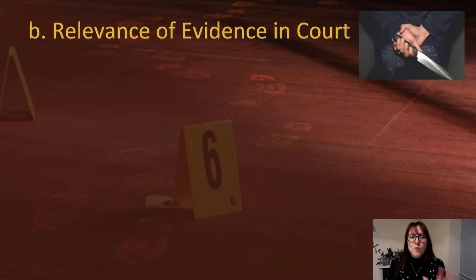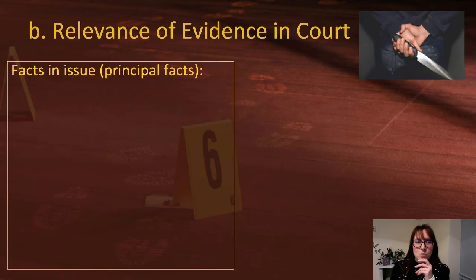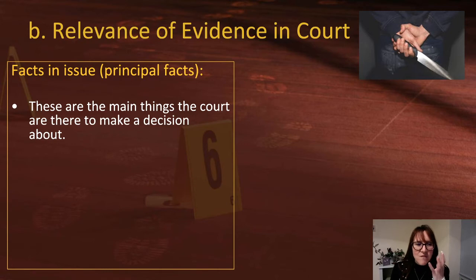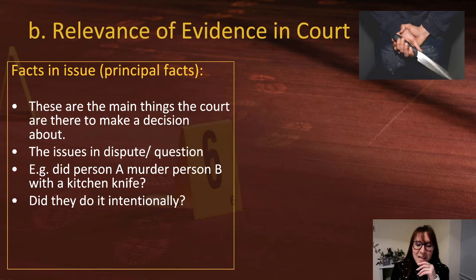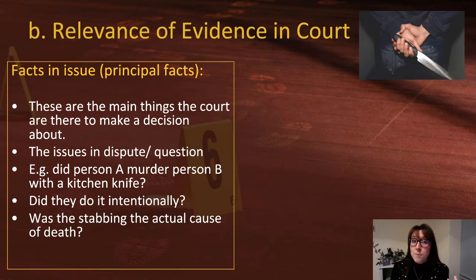The relevance then of evidence in court. You have two types. You have, first of all, facts in issue, the principal facts, the key facts. These are the main things the court are there to make a decision about, the issues in dispute and question. For example, did person A murder person B with a kitchen knife? Did they do it intentionally? Because then you've got whether it's murder or manslaughter. Was the stabbing the actual cause of death? So did the stabbing lead to the person's death?